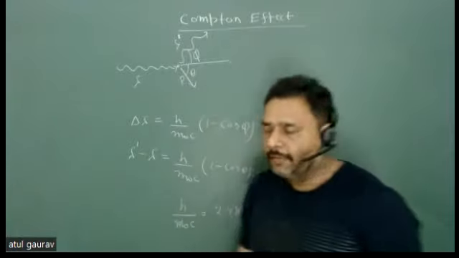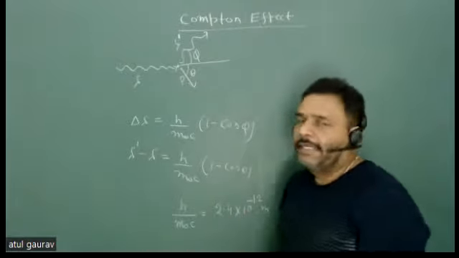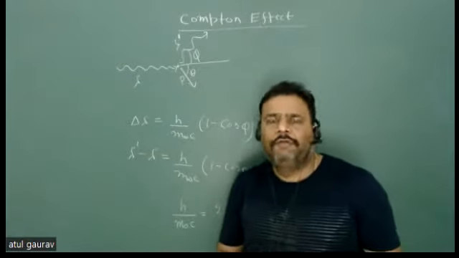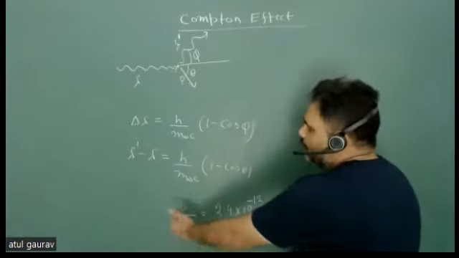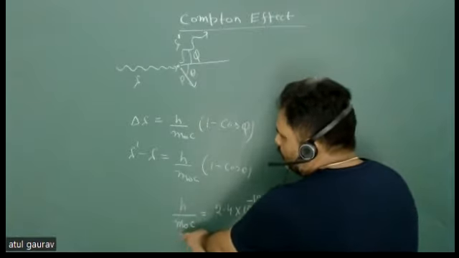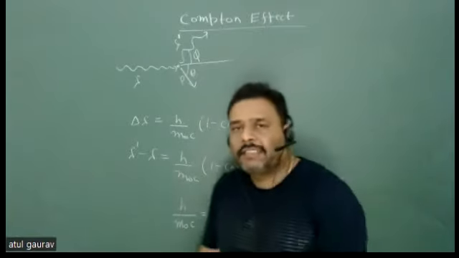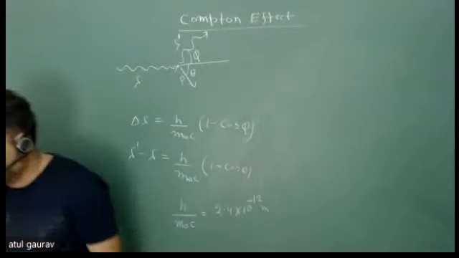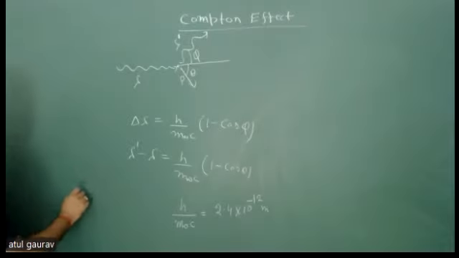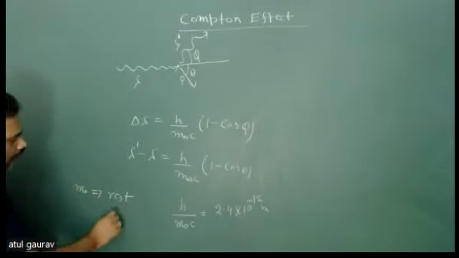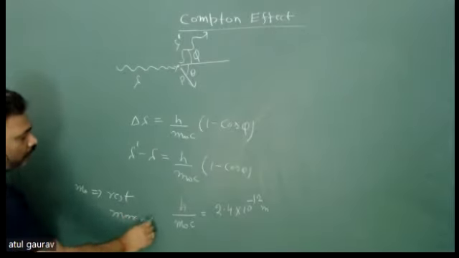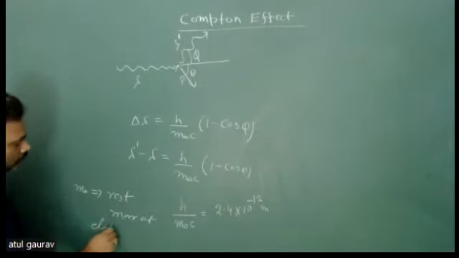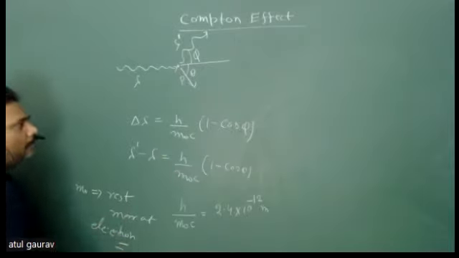That is known as the characteristic wavelength, and we can write our wavelength in terms of h upon m naught c. And what is m naught c? m naught is basically the rest mass of the electron, so you can always remember this.